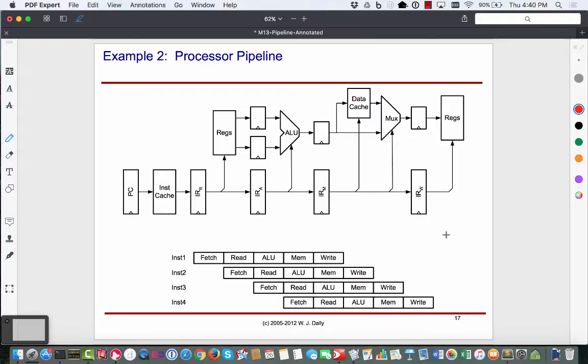But nothing says that it has to be like that. When I fetch an instruction and then start decoding it, meanwhile, while I'm decoding instruction number i, I can start fetching instruction number i plus 1. So I can do that pipelining to improve the throughput of the processor.